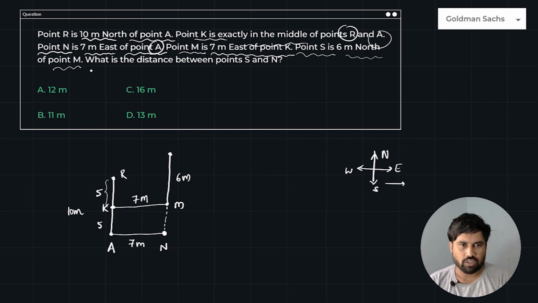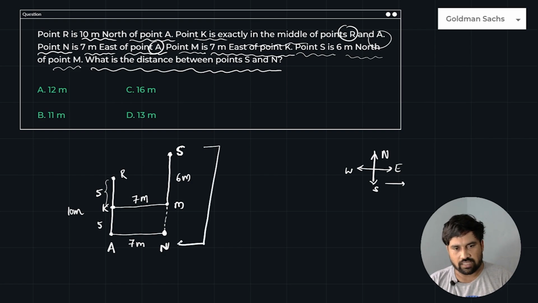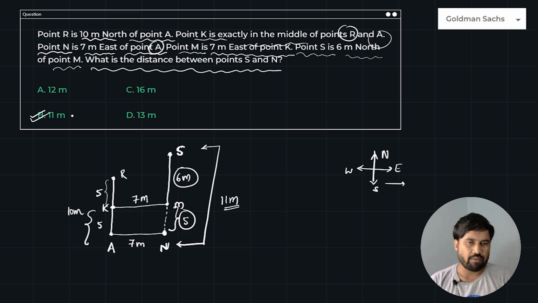So what is the question given? What is the distance between the points S and N? So guys, this is the last one, which is S, and this is the N point. So tell me, these two are in the same line or not? Yes, they are all in the same line. R, K, A are in the same vertical line, and N, M, S are in the same vertical line. Then what is the total distance between these 2 points? So add this total distance, and M, N are in the same line, and the displacement between these 2 points is same as the displacement between K and A. So this is 5. So 5 plus 6, total 11 meters. So your answer for this question is 11 meters.